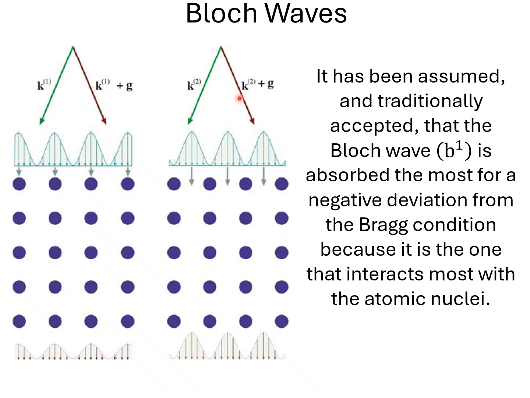So traditionally accepted, Bloch wave 1 is the one that's absorbed the most for negative deviation from the Bragg condition. And it's generally assumed that's because this is the one that interacts with the atomic nuclei and is therefore more absorbed for this S negative condition. While it's traditionally assumed that Bloch wave 2 is the one traveling down between the atomic nuclei. But I'm not so sure that this is the right picture.